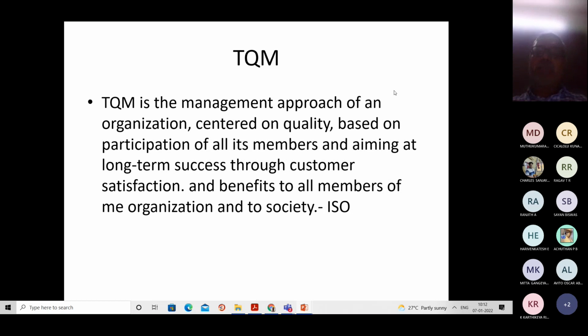So TQM is the management approach of an organization centered on quality, based on the participation of all its members and aiming at long-term success through customer satisfaction and benefit to all the members of the organization and to the society. I think this is the ISO definition.